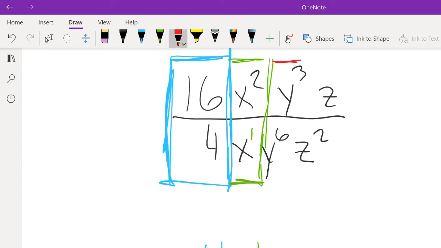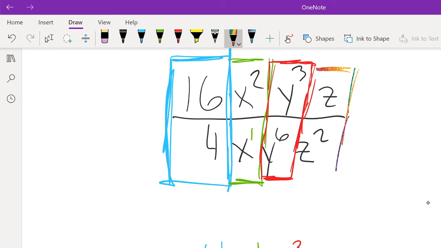And then y's. So write the y's next. This one's going to be kind of interesting actually, because I'm going to subtract again. These are all being divided, so I'm going to subtract. But 3 minus 6 is actually negative 3. So we're going to talk about that in a second. But then let's do one more. So we got the z next. So z, that's the last one that we're going to do. And this is z to the 1, right? If it doesn't have a power, it's a 1. 1 minus 2 is negative 1. So z to the negative 1 power.